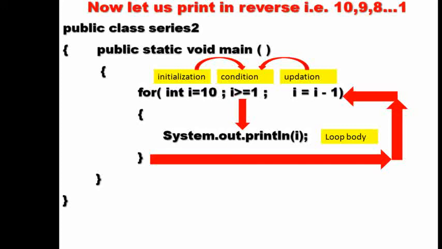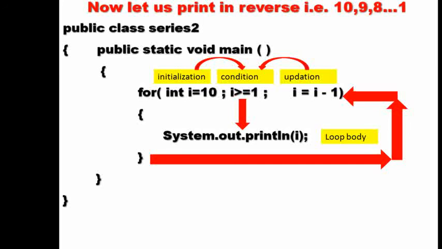How long will the loop continue? The loop will continue till i is greater than or equal to 1. Always remember, when the loop is in descending order, you have to give the condition greater than or equal to. And when it is in ascending order, that is 1, 2, 3, 4, if the loop goes this way, then the condition would be less than or equal to. In this case, the loop updation is i = i - 1. And obviously, the loop body has only one statement, printing the value of the loop control variable.